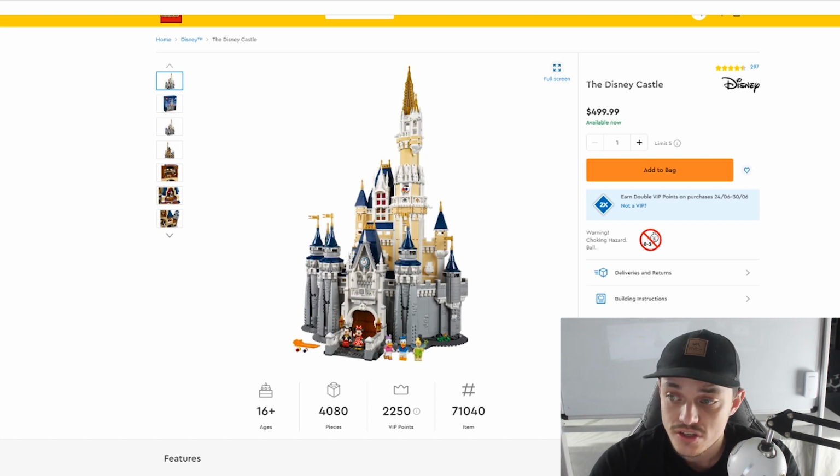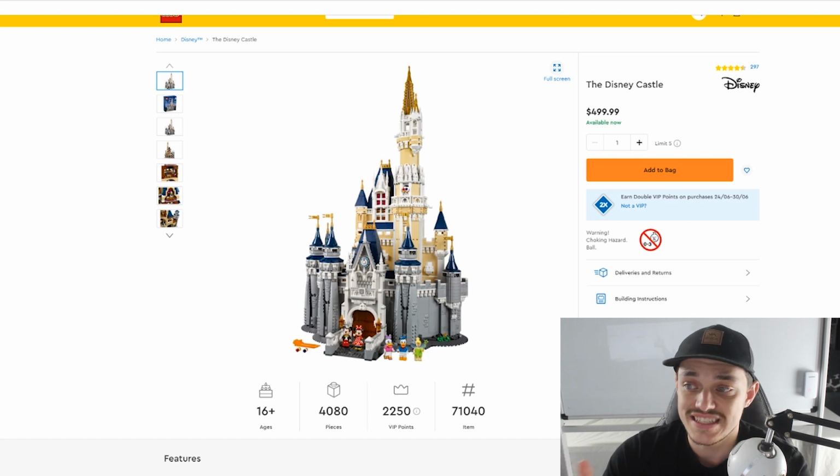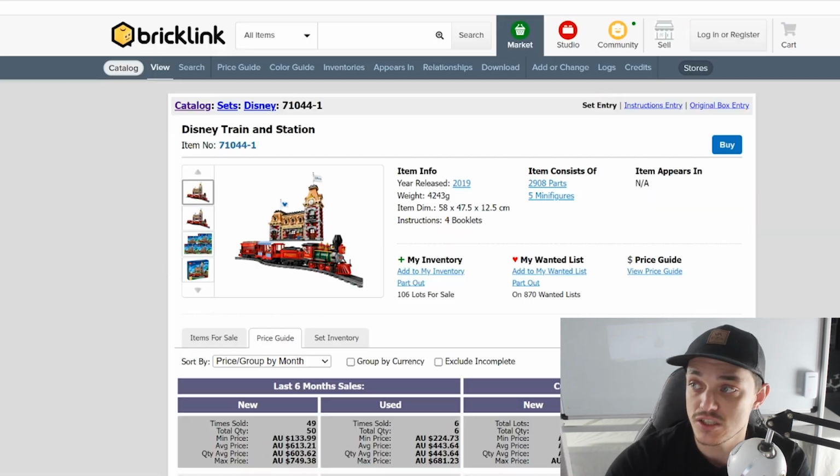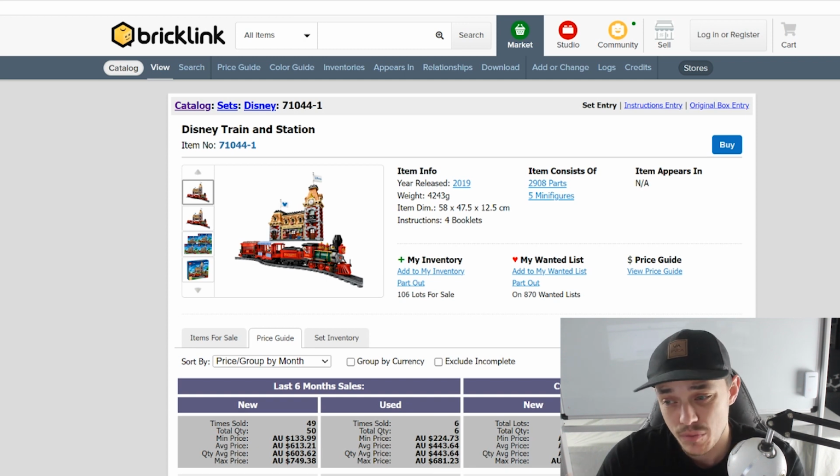And the last thing I want to touch on is just comparable set performance. It is hard because this is Disney's biggest set, and the next biggest one is actually this one here, and there's not really other sets that we can compare it to in the Disney theme that are this size, but I just want to compare it to this one here, which is the Disney Trainer Station.